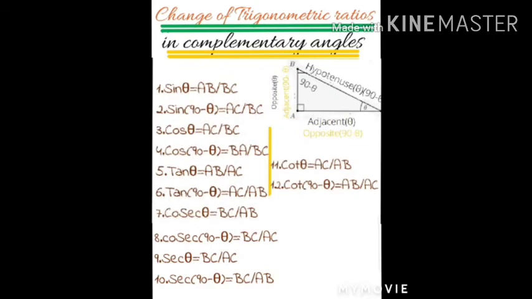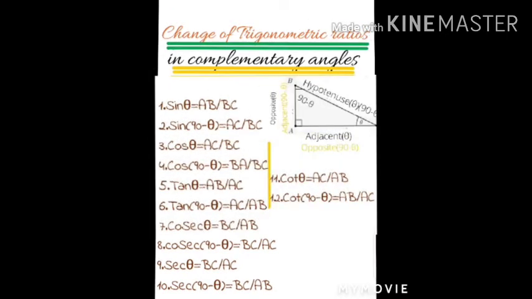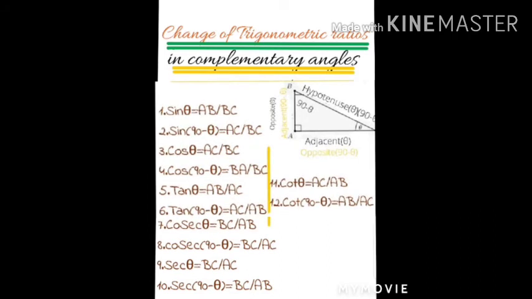Friends, we are going to see about change of trigonometric ratios in complementary angles. First of all, what is a complementary angle? A pair of angles whose sum is 90 is known as complementary angles. So, if theta is an angle, what will be the complementary angle of theta? Theta plus, we can assume another angle as y, is equal to 90 degree. As I said before, the sum of these two should be 90, so I have written it as an equation.